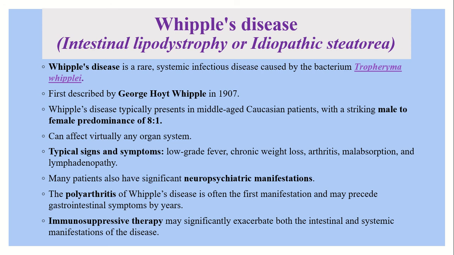It can affect virtually any organ system. Typical signs and symptoms are low grade fever, chronic weight loss, arthritis, malabsorption, and lymphadenopathy. Many patients also have significant neuropsychiatric manifestations. The polyarthritis of Whipple disease is often the first manifestation and may precede gastrointestinal symptoms by years. Immunosuppressive therapy may significantly exacerbate both the intestinal and systemic manifestations of the disease.